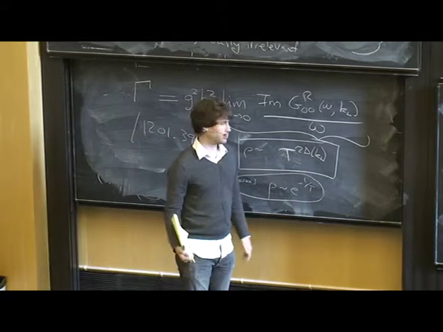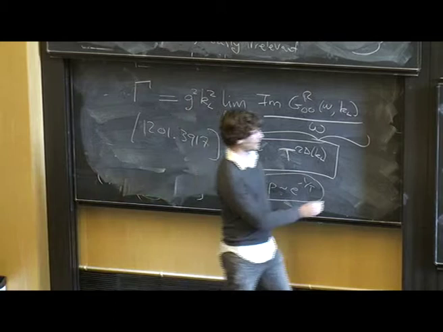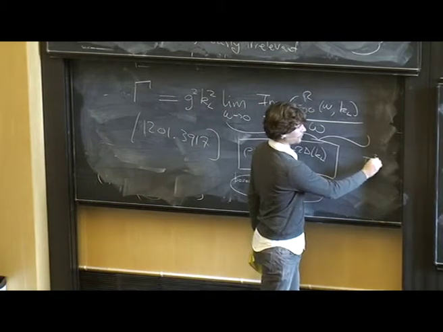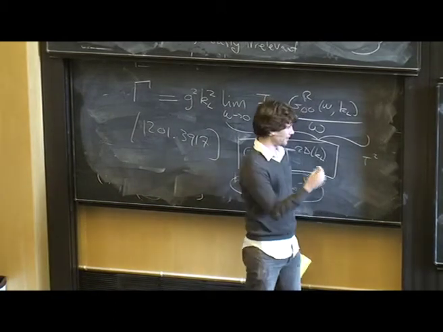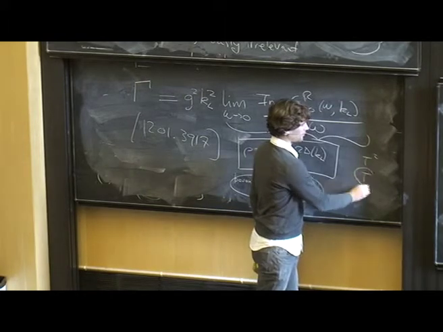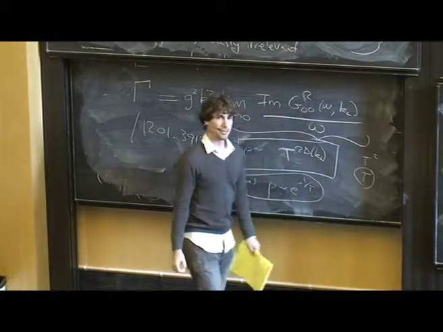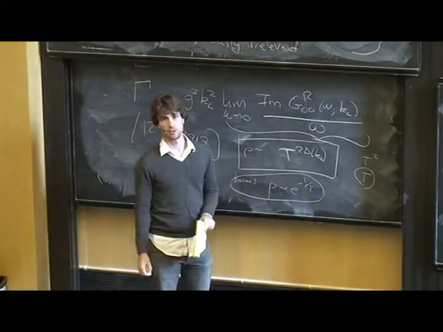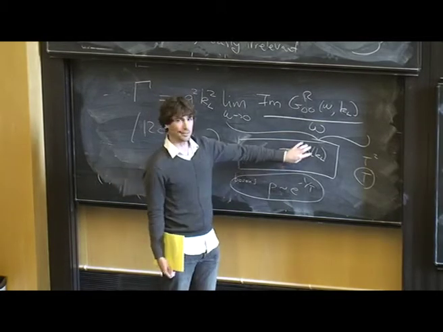Unfortunately, for phenomenological purposes, what would everybody like to get? T squared is the Fermi liquid. Many of these exotic materials have a linear in T resistivity. And so here what we've got is T to some funky power, that could be more or less anything.